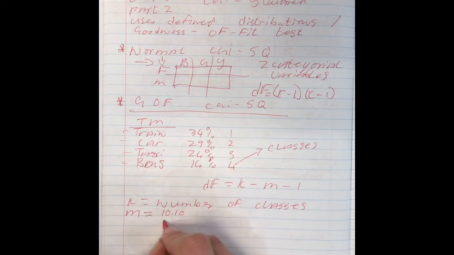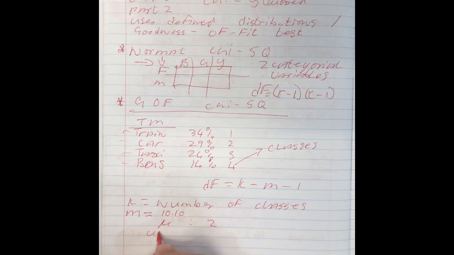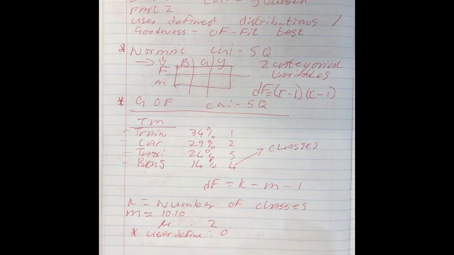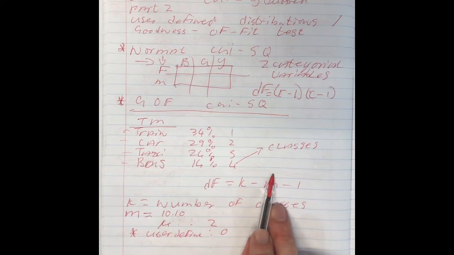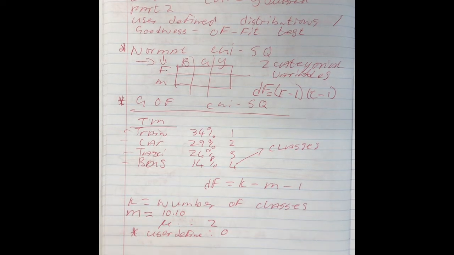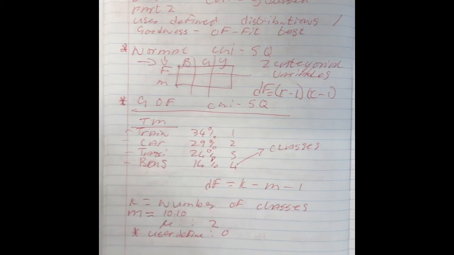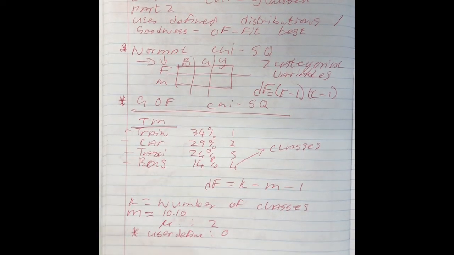So M is, if we were looking for the mean, M is 2. If it is user defined, M is 0. And it will almost always be user defined, which will mean M is 0, so it's just K, your number of classes, minus 1. Okay, guys, that is the second part to this learning unit, and I'm going to do a quick example that is in the textbook to show you exactly how to calculate your user-defined scenario.